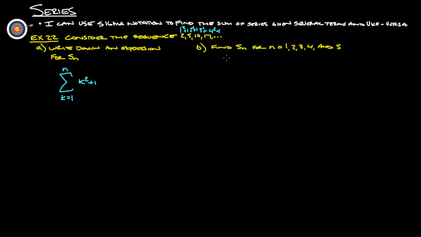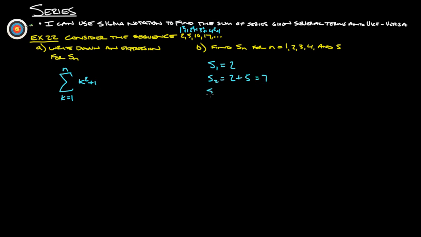Okay. Anyway, find s of n for n equals 1, 2, 3, 4, and 5. So what we've got is we've got s of 1. So the first term, we put a 1 in there. We already know what that is. That's just 2, right? So the sum of just 1, the first term, is 2, because that's the only one we have. S of 2 is going to be the first term plus the second term. So that's going to be 2 plus 5. And that's going to give us 7.